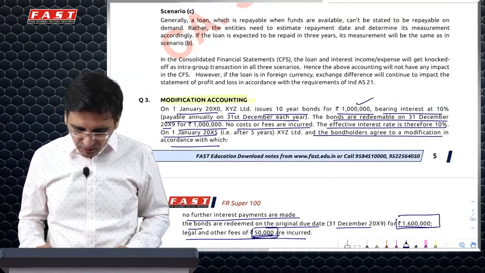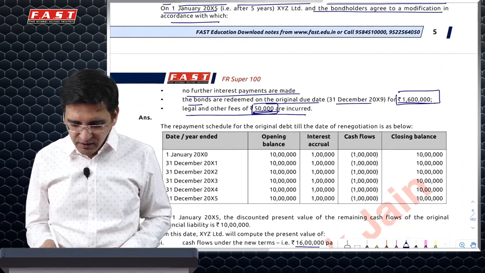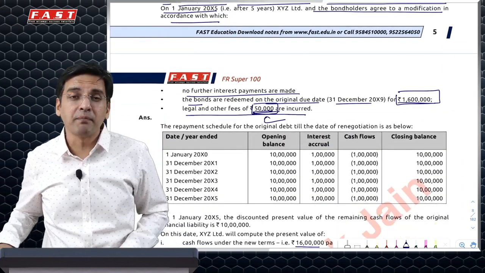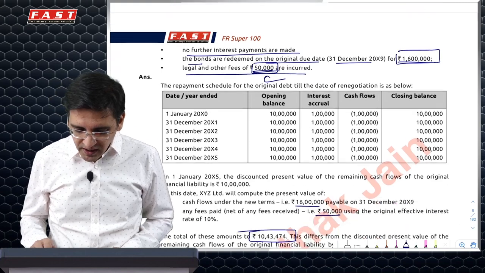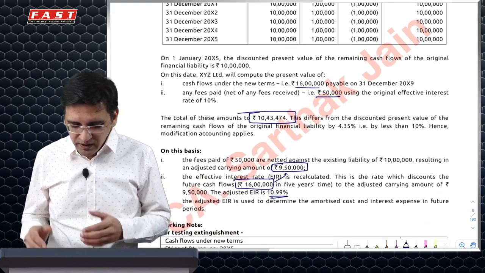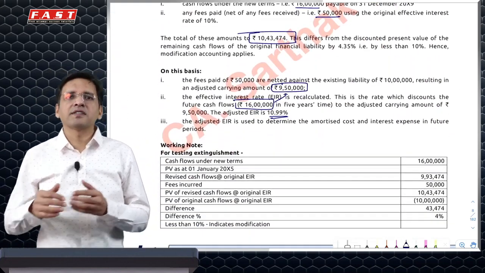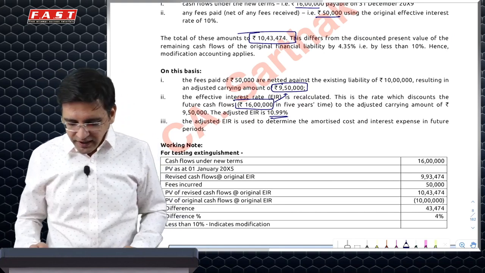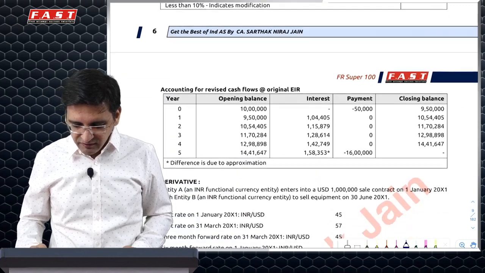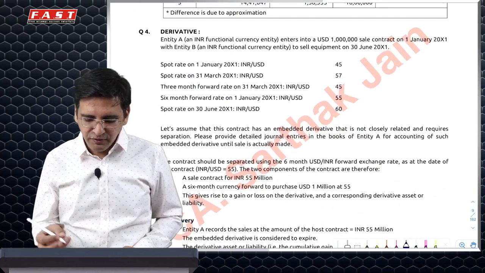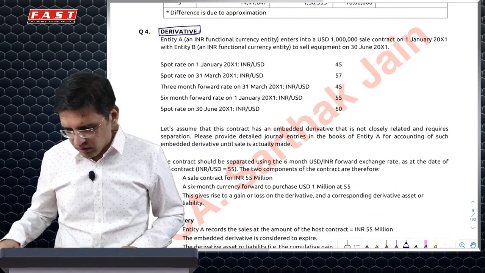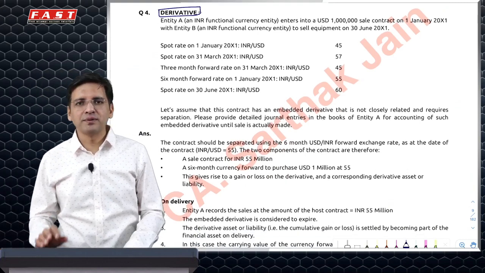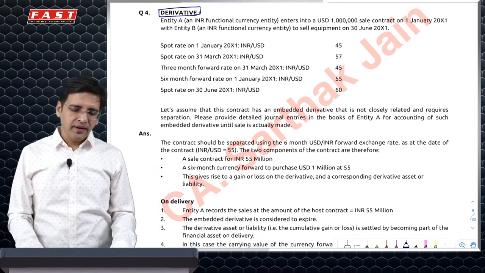There is a similar question in the module in which they have given everything similar to this except that the legal cost incurred has become 1 lakh rupees. Now, as I do that, it could possibly happen that the difference in that particular case may go beyond the 10% criteria, and if that happens, then it will be a substantial modification. It will become a different question. Anyways, we are not revising the concept. The idea is basically to handle this particular question.